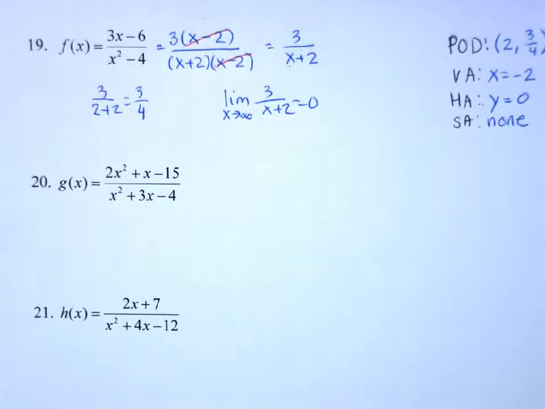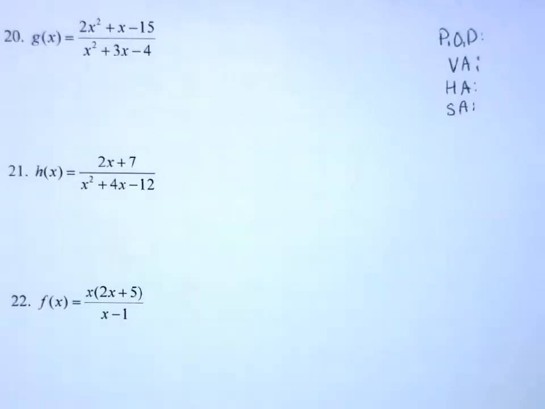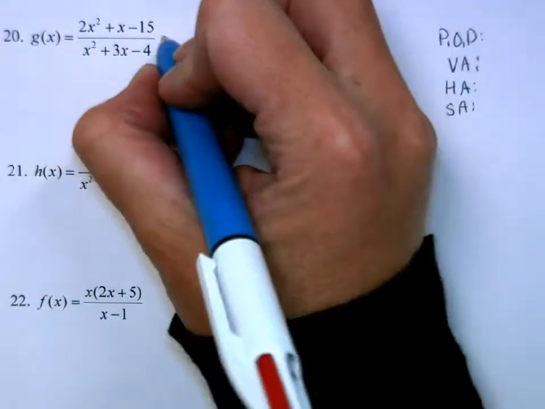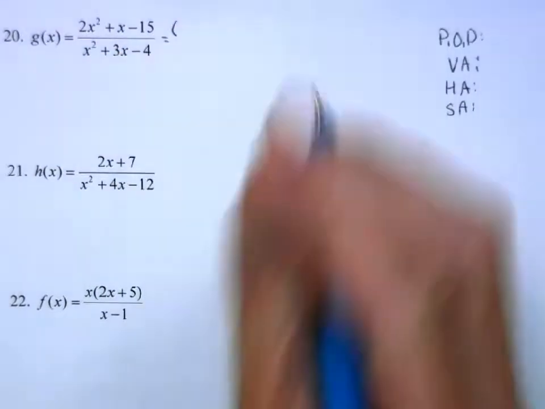Okay, our next one. Again, we need to factor. That's our first step. So when we factor this top, we're going to have a 2x and an x.